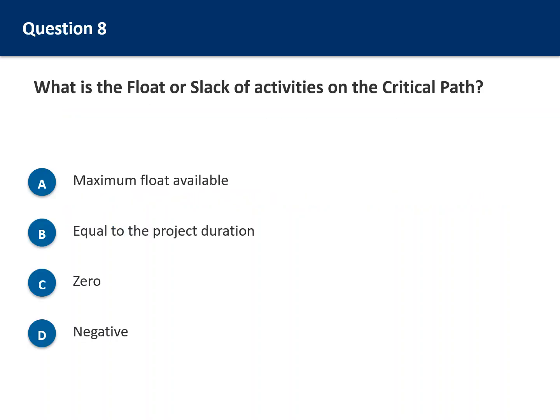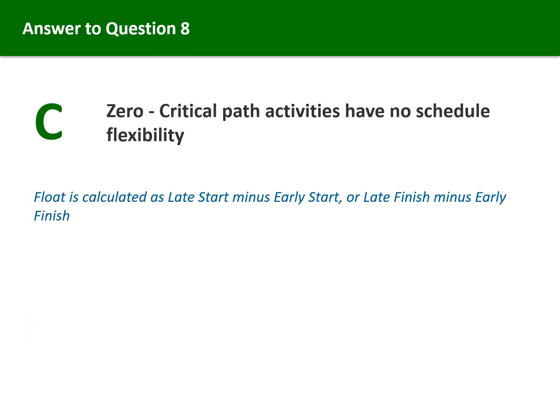Question 8. What is the float or slack of activities on the critical path? Option A, maximum float available. Option B, equal to the project duration. Option C, 0. Option D, negative. This defines what makes the critical path critical. The correct answer is C, 0.